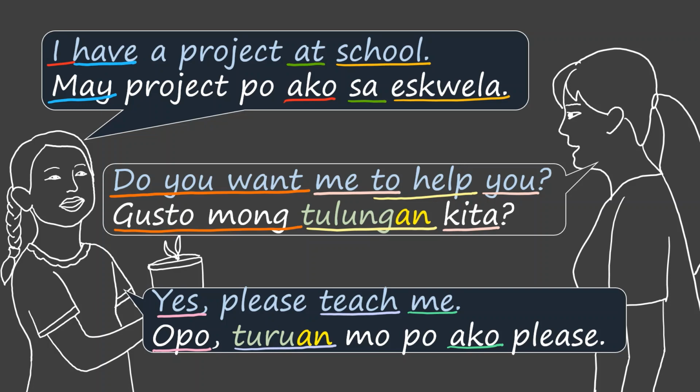Now, what is that word mo? The English sentence actually has an implied you. So, yes, you please teach me. You is mo. Now, what you see here are verbs that end with the suffix of an. Tulungan, turuan.